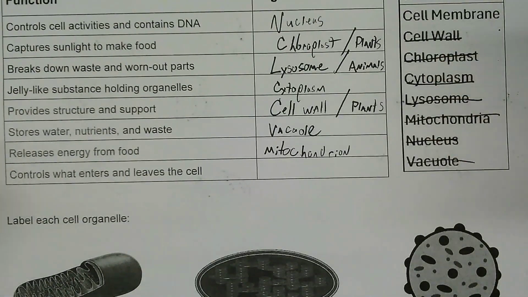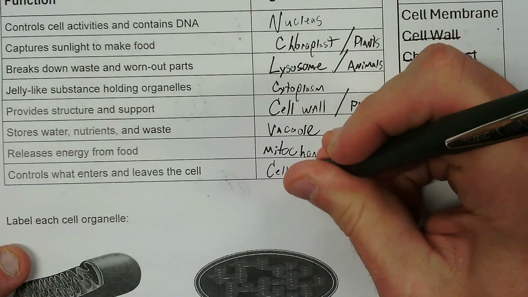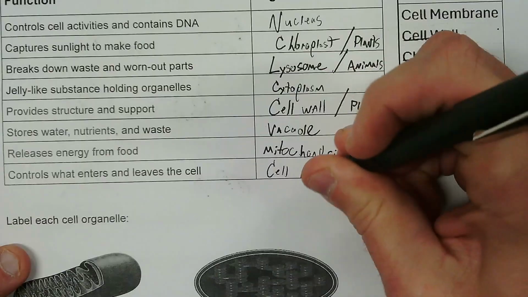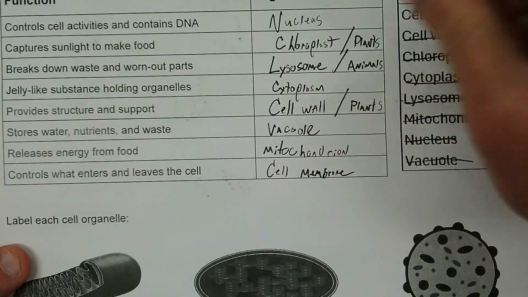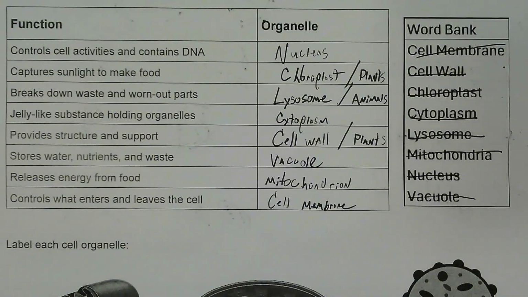And then what controls what comes in and out? We had a warm up about this. What would happen if it failed? It's the only one left. So, need a better ink pen. The cell membrane. The cell membrane is in charge of letting things into and out of the cell.